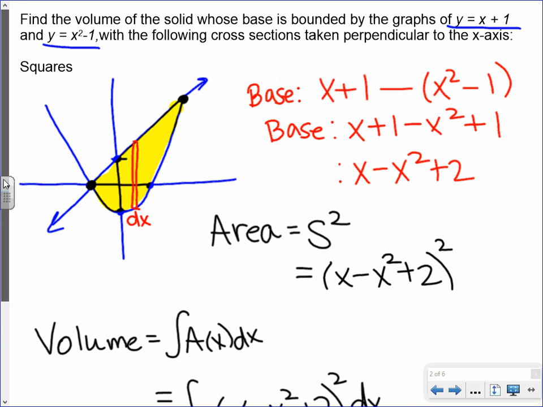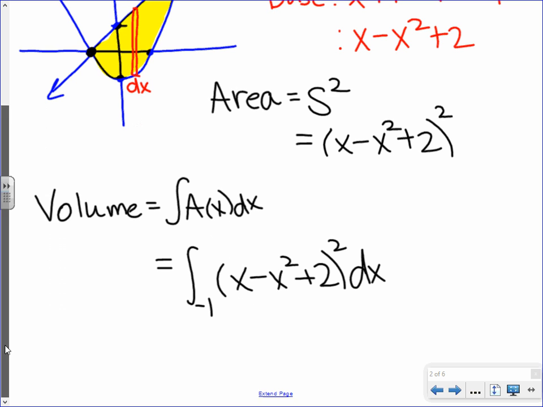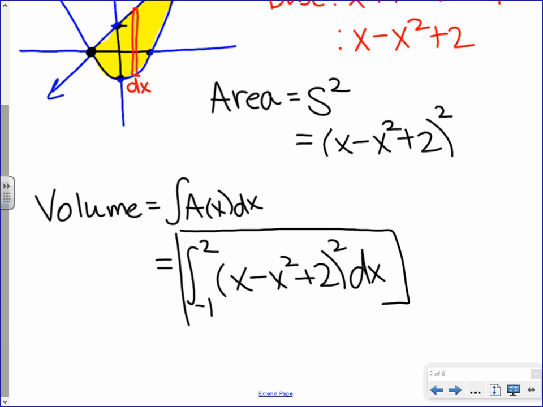Sammy says it's 2, 3. Does that satisfy both equations? It satisfies the line, satisfies the parabola. So this is the coordinate 2, 3, which means our limits of integration are -1 to 2. Said that completely backwards. The integral means we're adding up area times thickness. So volume.